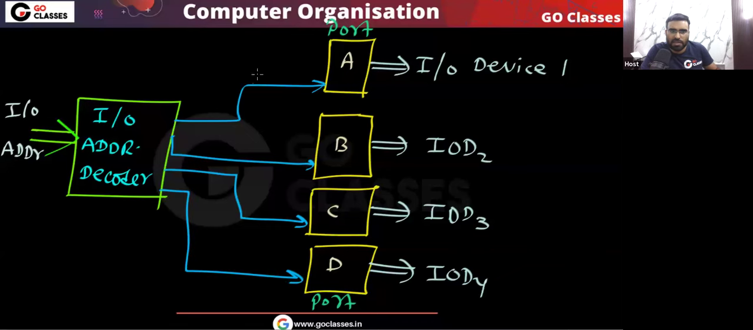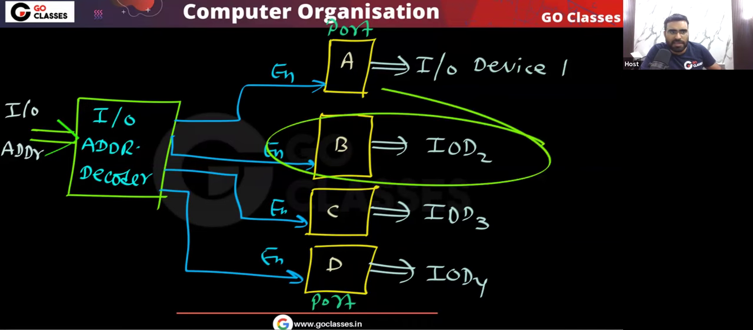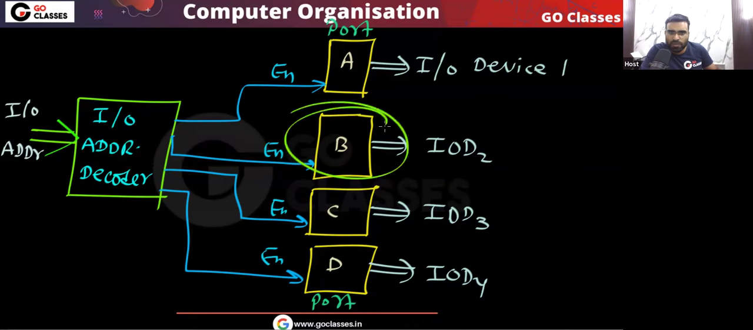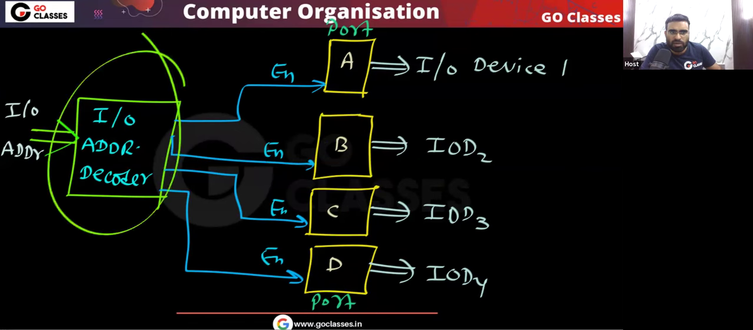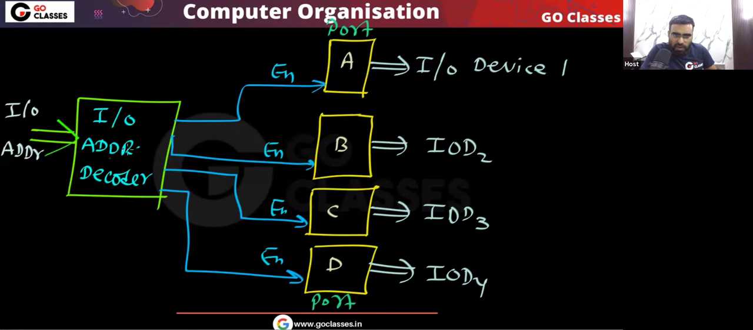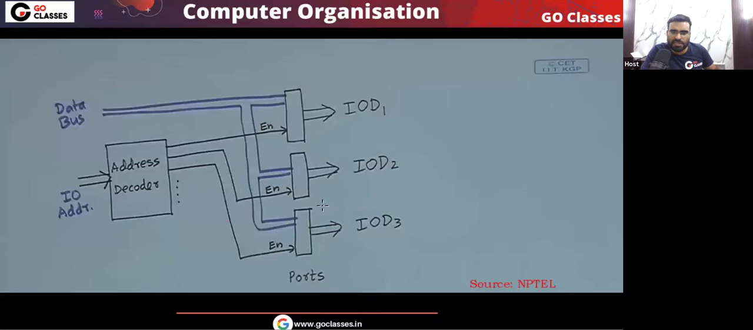Okay. So you can see this is the enable signal. Depending on the address, one of these will be activated. So if the CPU wants to interact with IO device 2, then what will the CPU do? The CPU will generate the address of this port, or I can say the CPU will generate the port number B. Is this clear? The CPU will generate port number B, that is your IO address. And depending on the address, this IO address decoder, depending on that, you can see this will be activated.